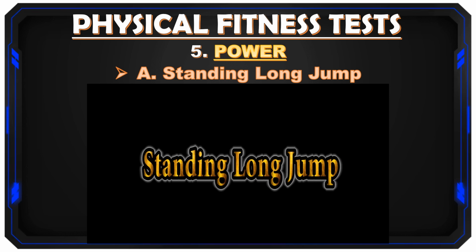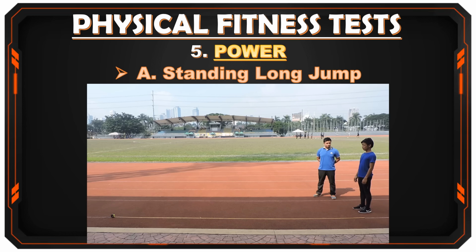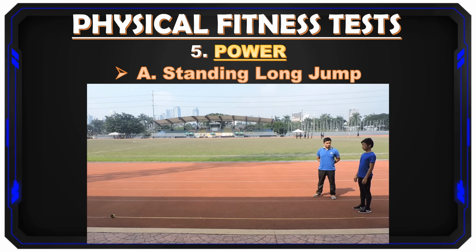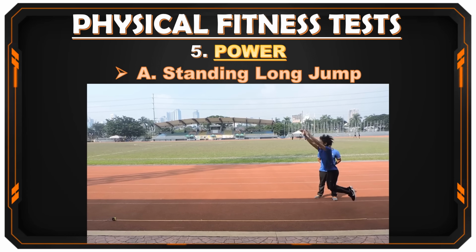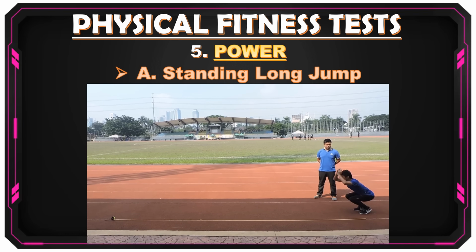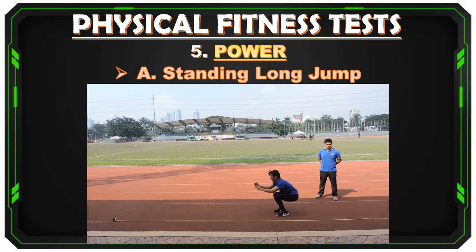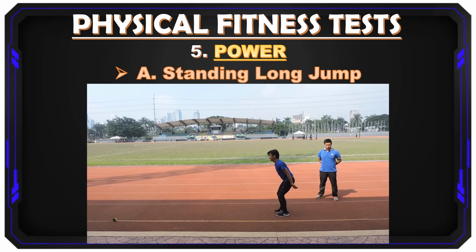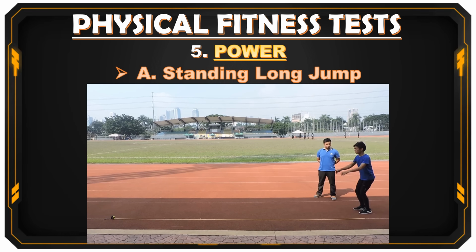Standing long jump. For the performer, stand behind the takeoff line with feet parallel to each other. The tips of the shoes should not go beyond the line. Bend knees and swing arms backward once, then swing arms forward as you jump, landing on the balls of both feet. Try to jump as far as you can.